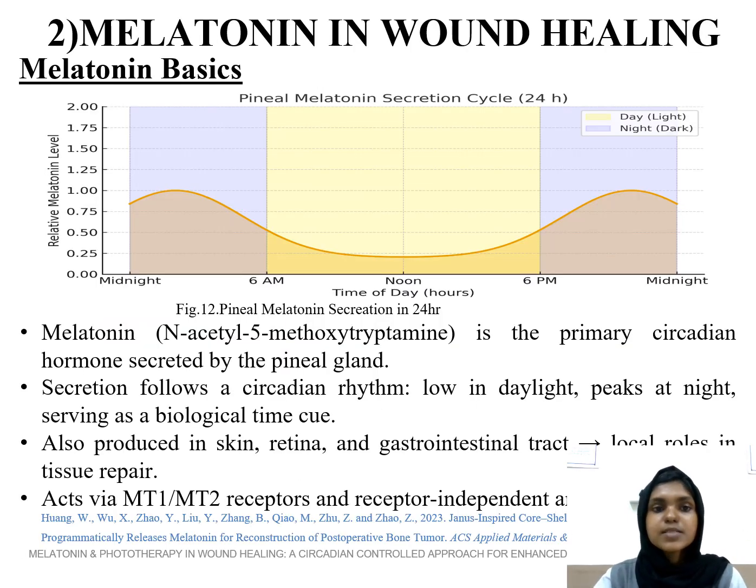Then move on to the second objective, melatonin in wound healing. Melatonin is a natural hormone that is secreted by the brain. Melatonin is also called N-acetyl-5-methoxytryptamine. It is the primary circadian hormone secreted by the pineal gland. Secretion follows a circadian rhythm. Low in daylight, peaks at night, serving as a biological time cue. As we can see in the figure, melatonin secretion is high in the night time and low in the daytime.